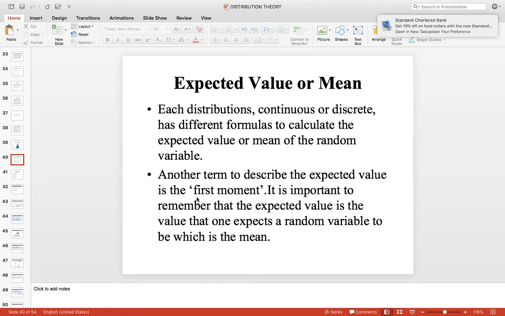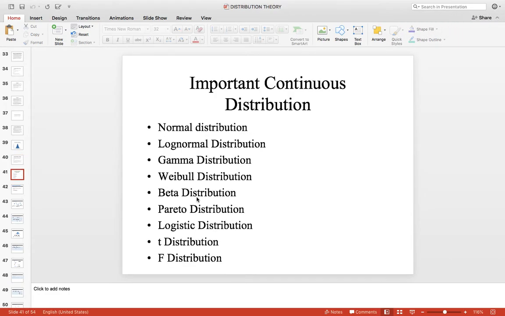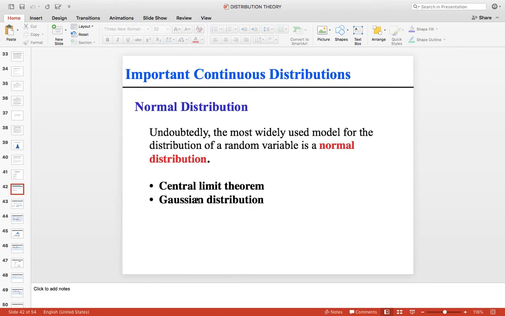In all continuous distributions, what we calculate is the expected value. The expected value is nothing but the mean of the distribution. Similarly, we also calculate the variance. Important continuous distributions are the normal distribution, the log normal distribution, the gamma distribution, the Weibull distribution, the beta distribution, the Pareto distribution, the logistic distribution, the t distribution, and the F distribution. There are many, so we are going to discuss only a few important ones, and the most important one is the normal distribution.